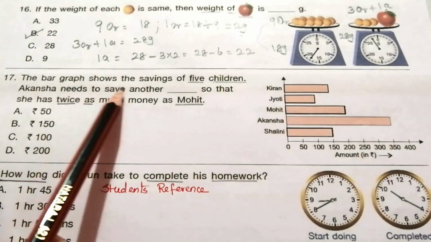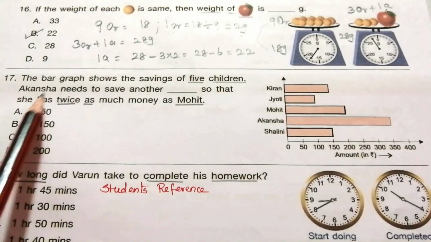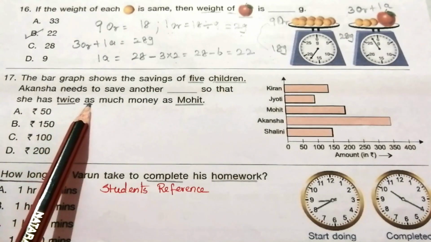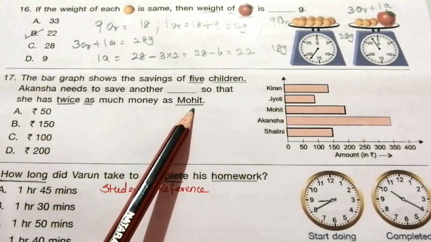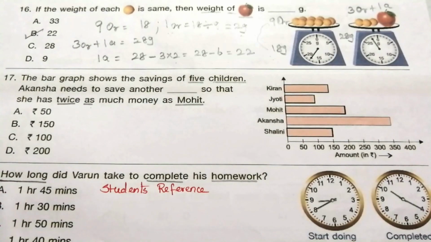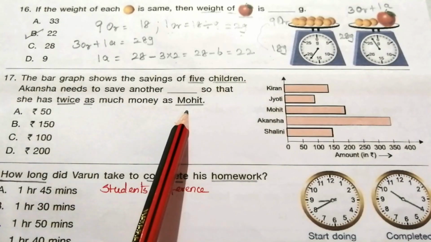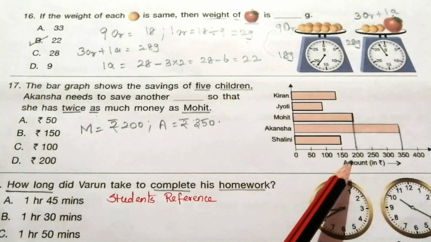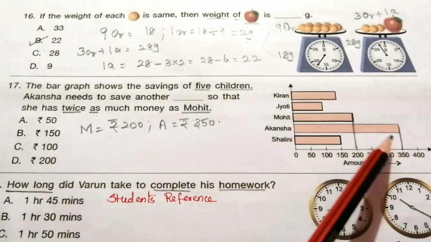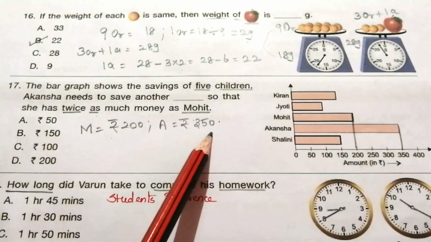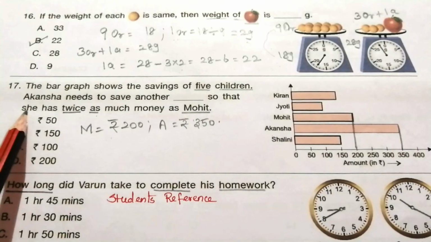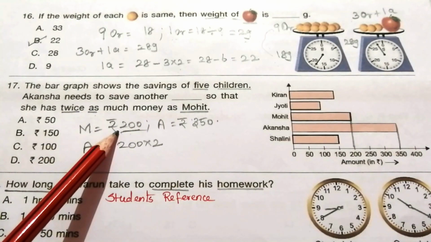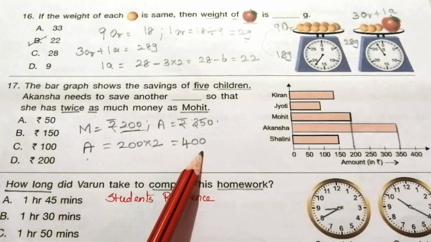17. The bar graph shows the savings of 5 children. Akansha needs to save another dash so that she has twice as much money as Mohit. So to find the answer, we have to compare Akansha and Mohit. You try to find out the answer. So Mohit has rupees 200 and Akansha has rupees 350. So the condition is she has twice as much money as Mohit. Mohit's amount is 200. So 200 into 2 is 400.